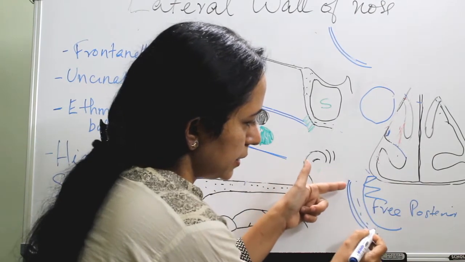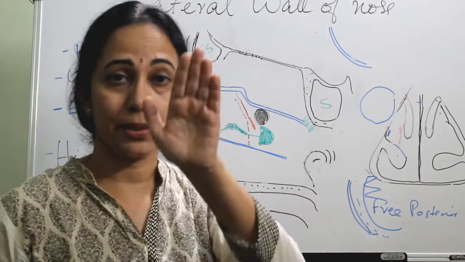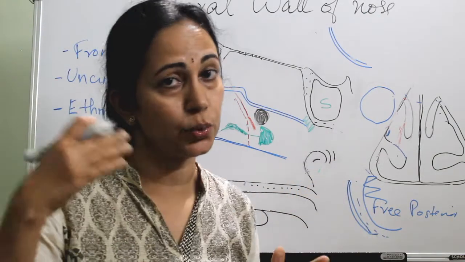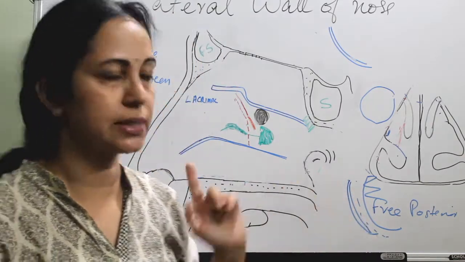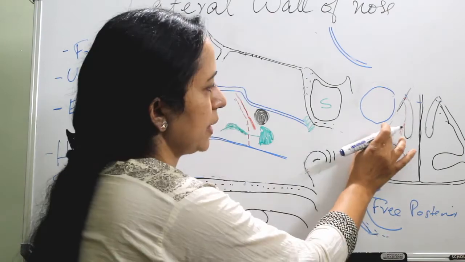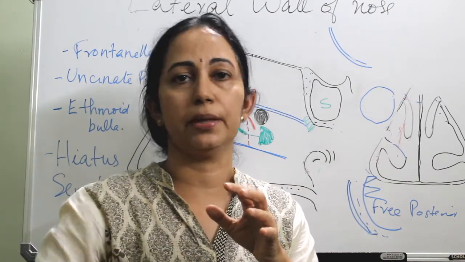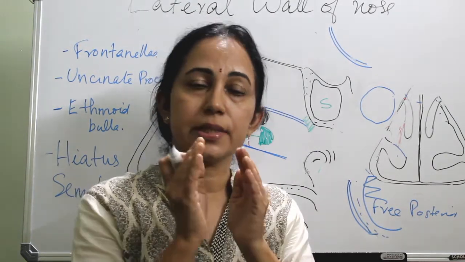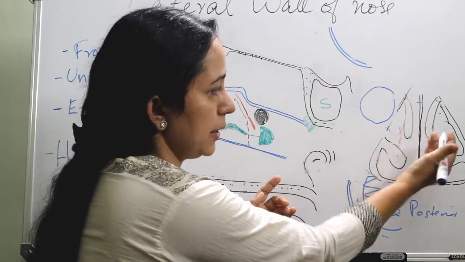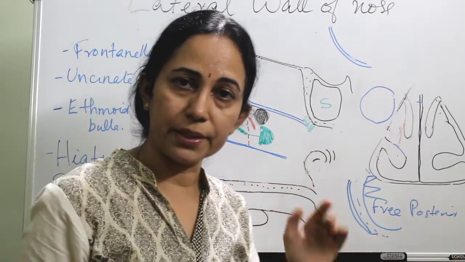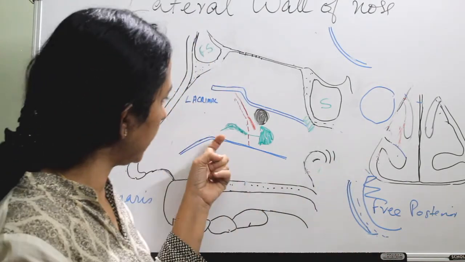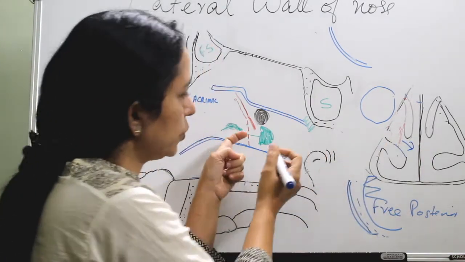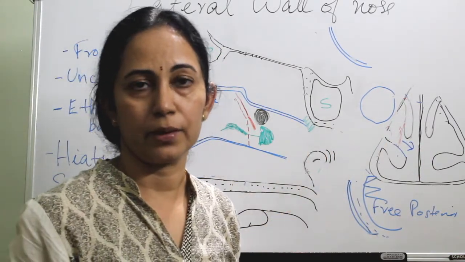So in between this, there is a potential space. It is a two-dimensional space. It has only length and width. It has no depth. So this two-dimensional space is called the hiatus semilunaris. The maxillary sinus is not directly opening into the middle meatus. It is opening into the ethmoid infundibulum, which is an area between the uncinate process medially and the lamina papyracea laterally. From the ethmoid infundibulum, it will come to the middle meatus through this hiatus semilunaris. Got it?